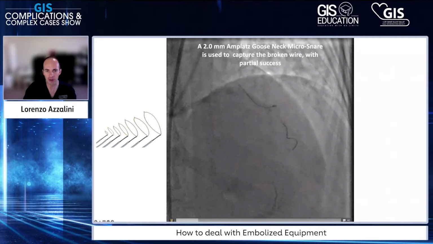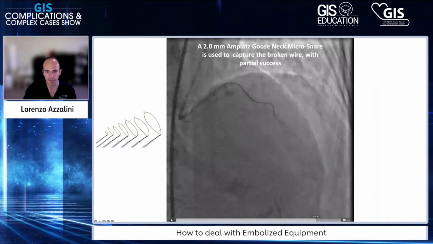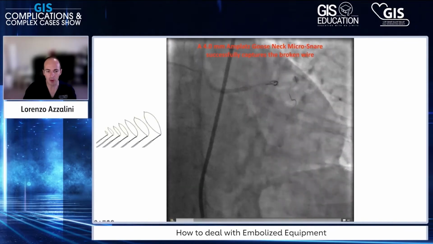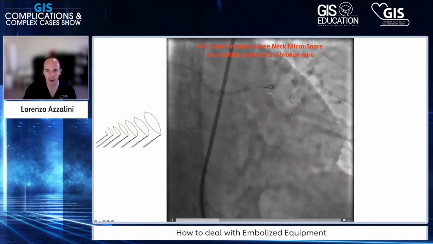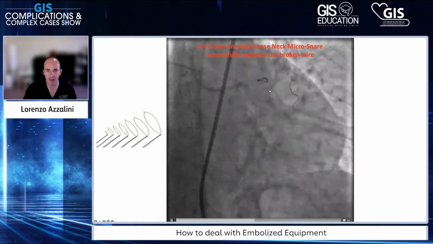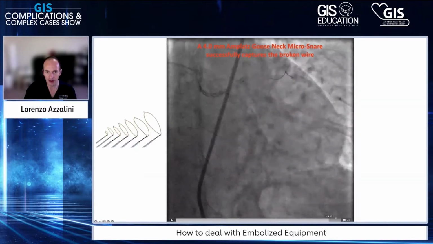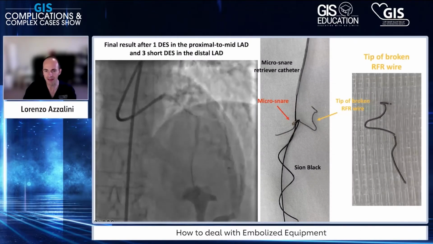It does not work. So we try with a microsnare, and we are partially successful in pulling this back a bit, as you can see here. Then we are here in the left main. We could potentially stent it, but what we decide to do, instead of trapping the wire behind the stent, we give another shot with a bigger snare, a 4-0 microsnare. We are actually able to capture it and pull everything out, as you can see here, and finish the case. As you can see here, how badly damaged the wire was.